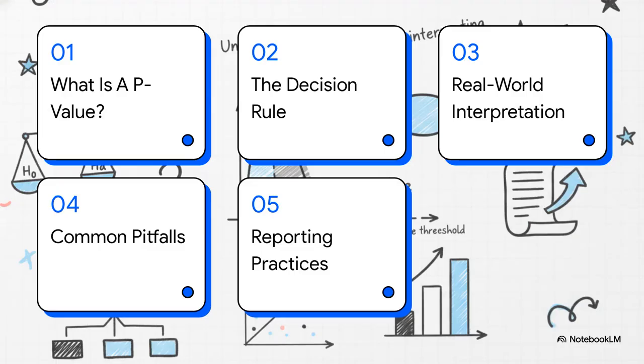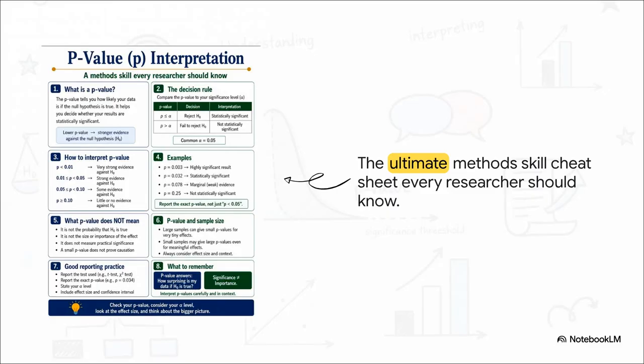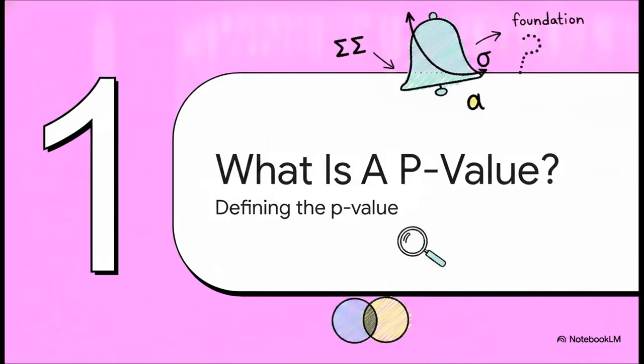Here is our roadmap for the explainer today. We'll quickly hit what is a p-value, the decision rule, real-world interpretation, common pitfalls to avoid, and finish up with good reporting practices. We'll be using this fantastic methods cheat sheet as our foundation today. Honestly, mastering these concepts is literally a non-negotiable skill for anyone touching data. We're going to break this down piece by piece so you can take this knowledge and actually apply it immediately to your own work. All right, let's jump right into section 1.